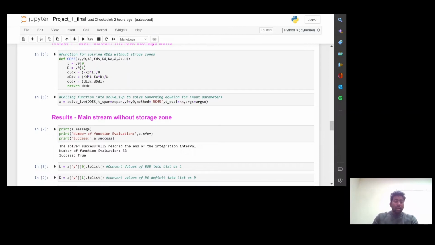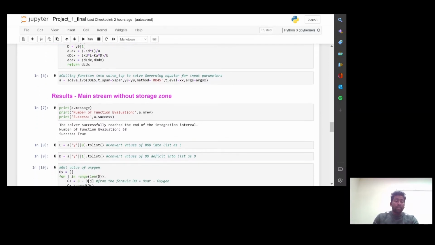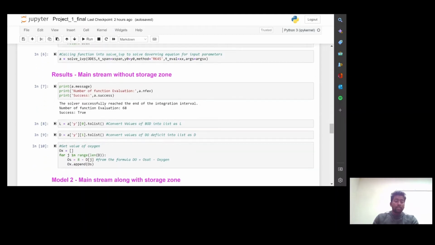And here we can use method RK45, and here also the t span equals to x span, because in the paper there is no time, so we are taking the distance, and y naught equal to y naught. This is according to the RK45 method. And for results, the mainstream without storage zone, we can print the masses and the number of function evaluation is 68, and the success is true.